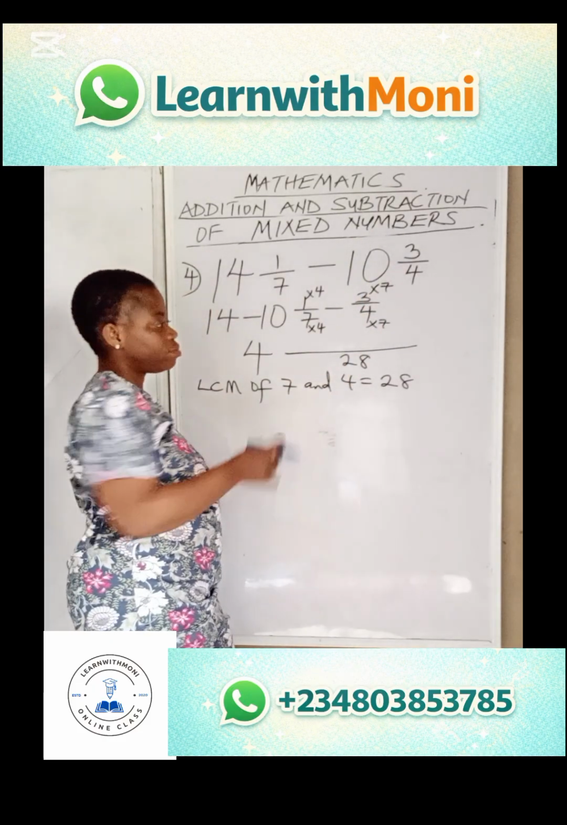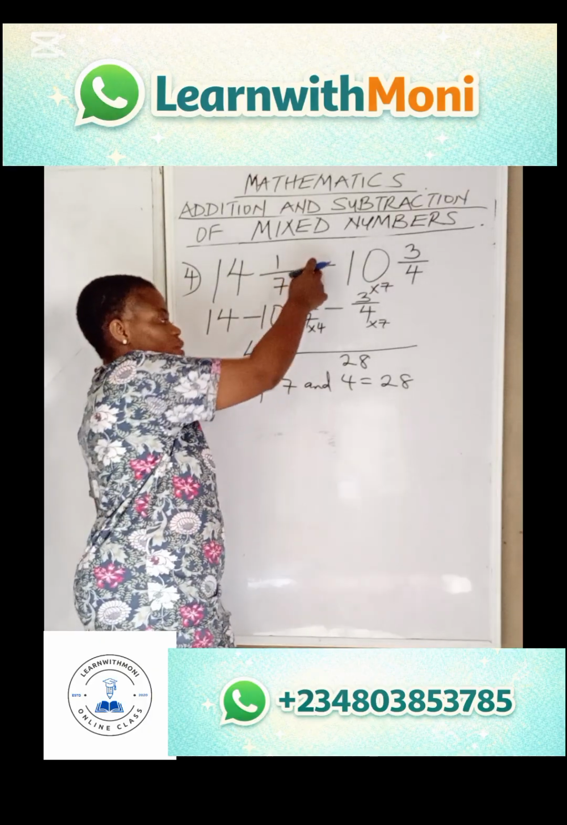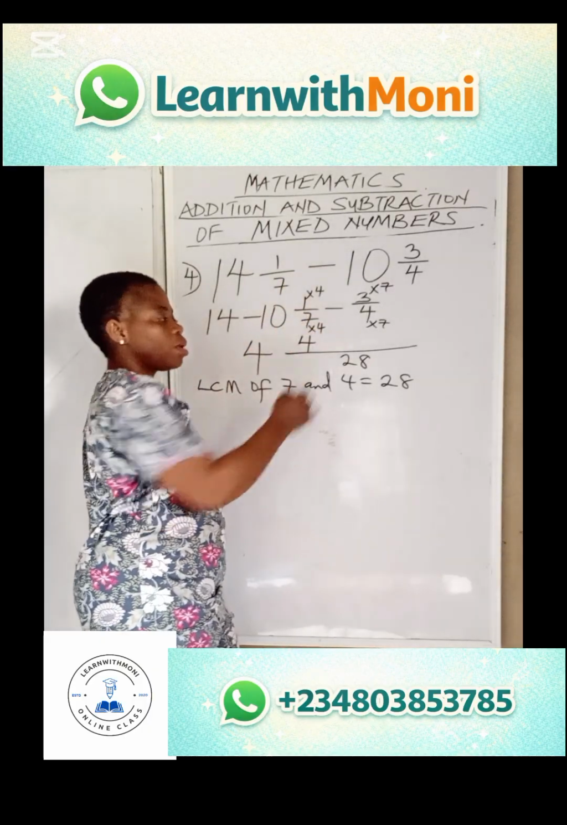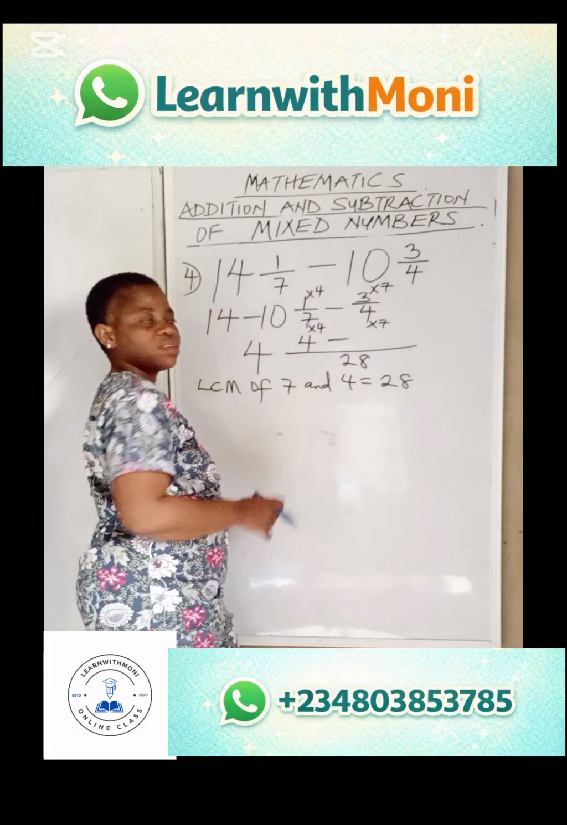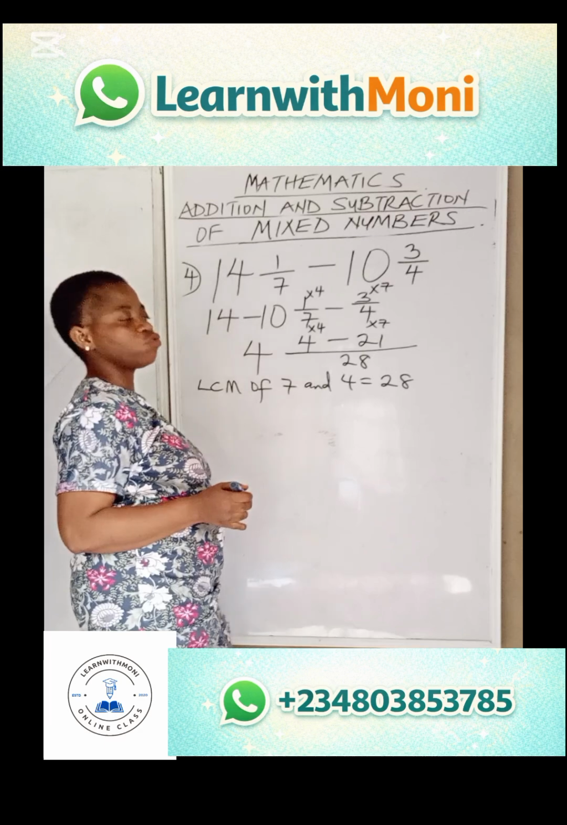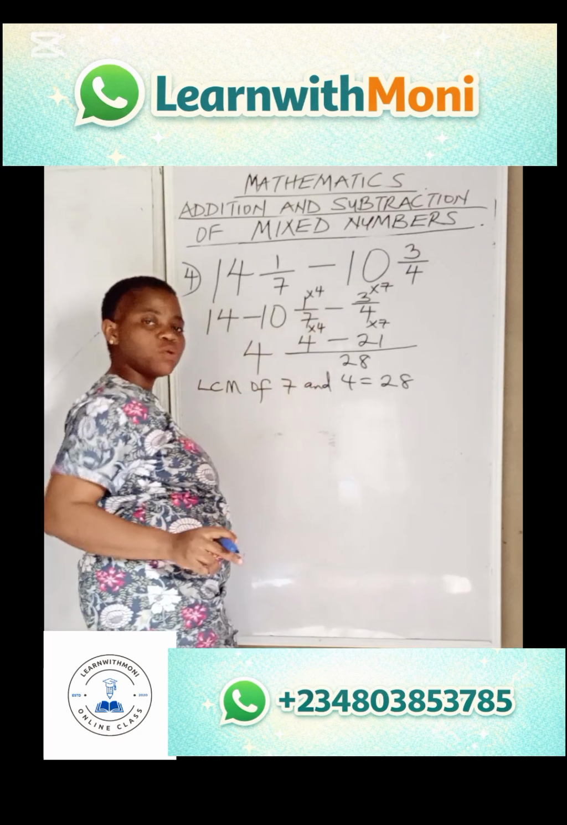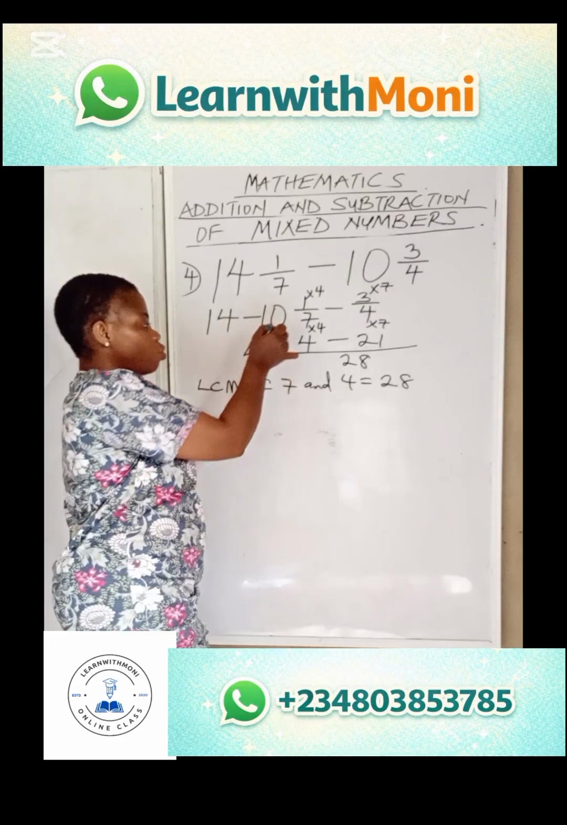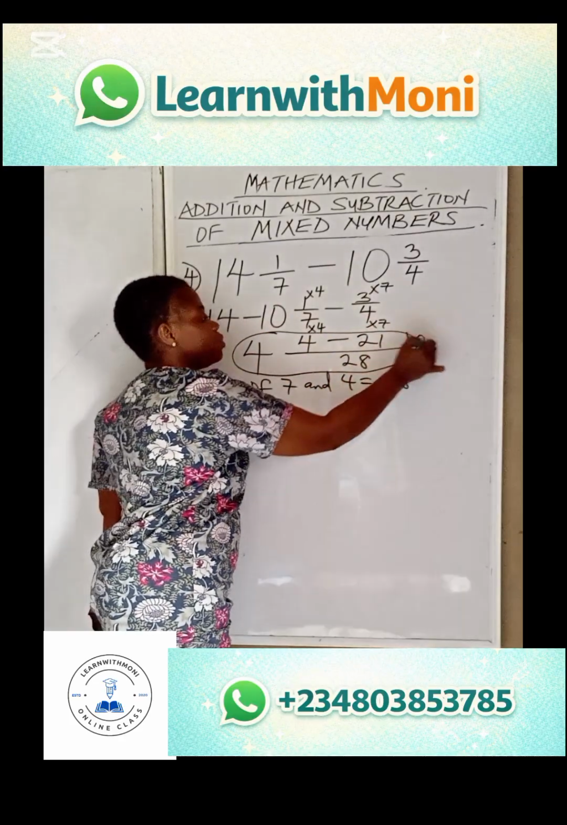So let's see. 7 times 4 is 28. So 1 times 4 is 4. Minus 4 times 7 is 28. 3 times 7 is 21. This is another situation like example 3. We have 4 minus 21. We cannot do the subtraction, so we leave it. We leave this method.